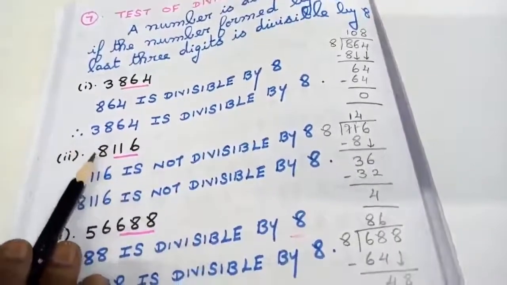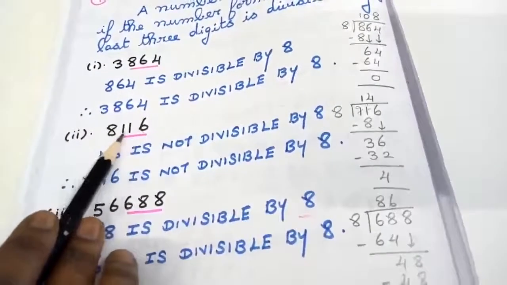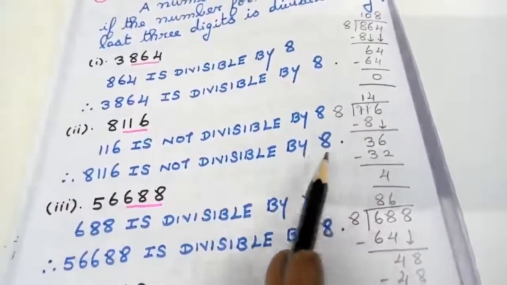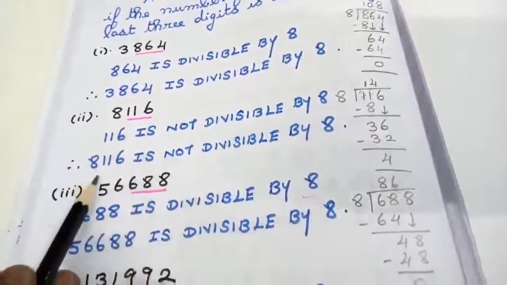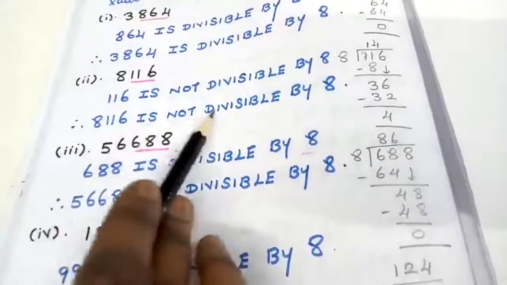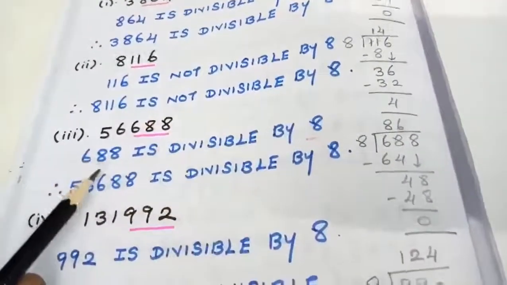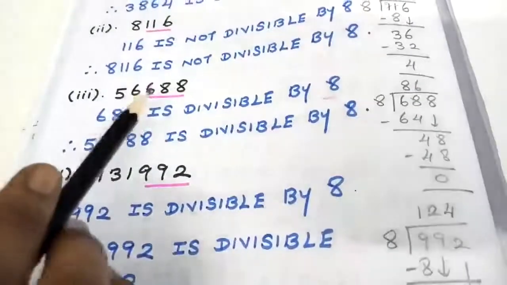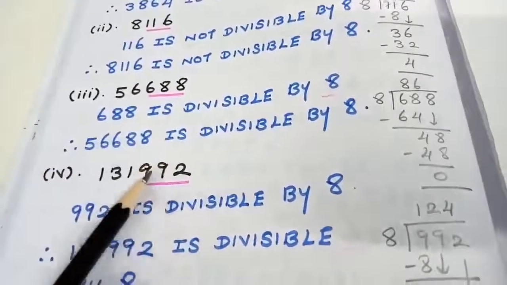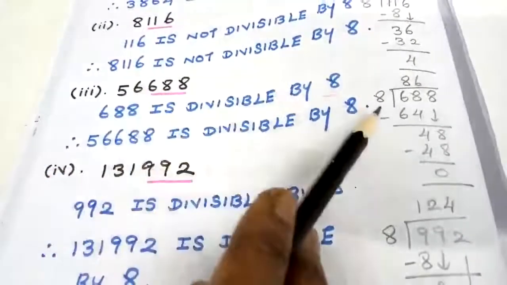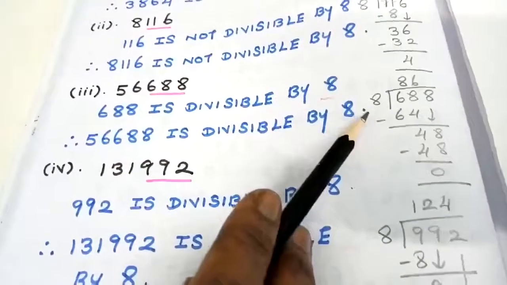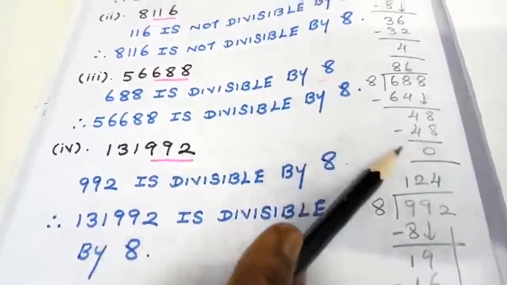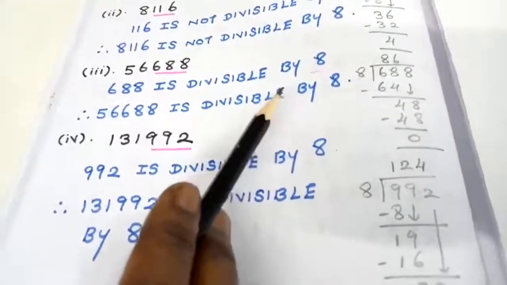So if I take the second sum, 8116, I take 116 and check whether it is divisible by 8 table. If it is not divisible, then I can automatically say 8116 is not divisible by 8, and that is the procedure we are going to do for the remaining sums based on 8 table. We are going to underline the last 3 digits and for that particular number we are going to find the division using 8 table. Once you get the remainder 0, it is divisible. If you do not get the remainder 0, it is not divisible. So that is the concept of 8 table, students.